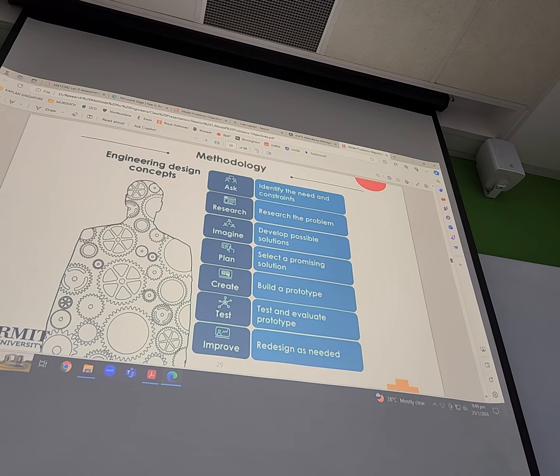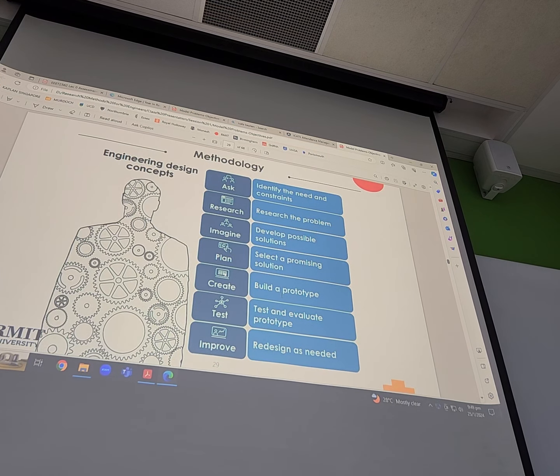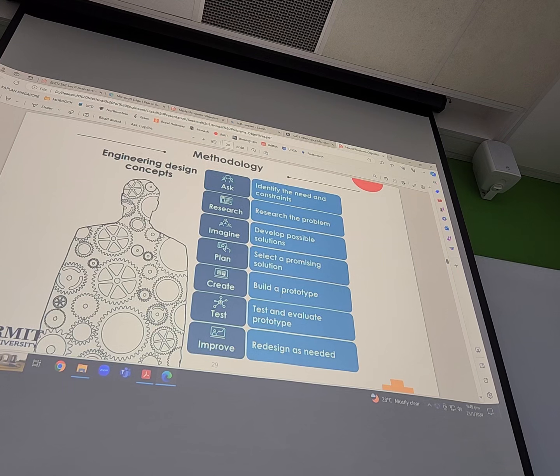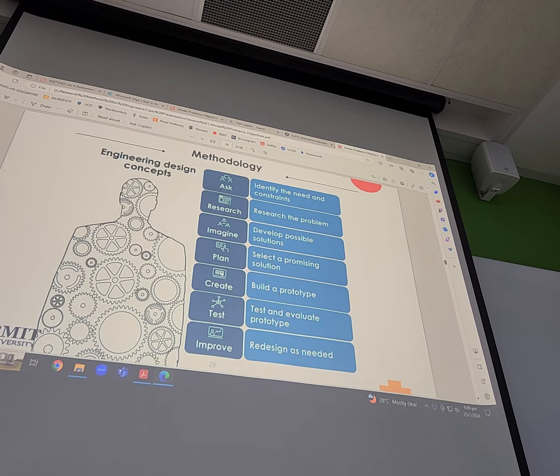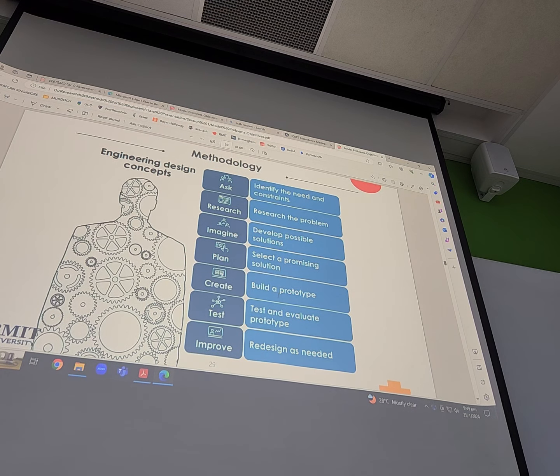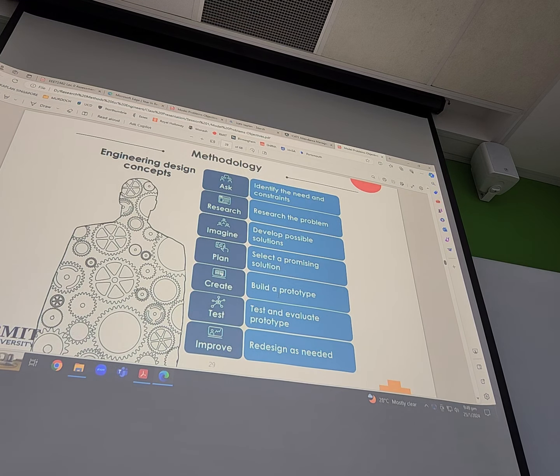So then build a prototype. Prototype building is not mandatory for you, but as long as you can come out with the design concepts, then you can simulate and show it is good. Some students can also do 3D printing of the concepts, so they can show, that is also okay.